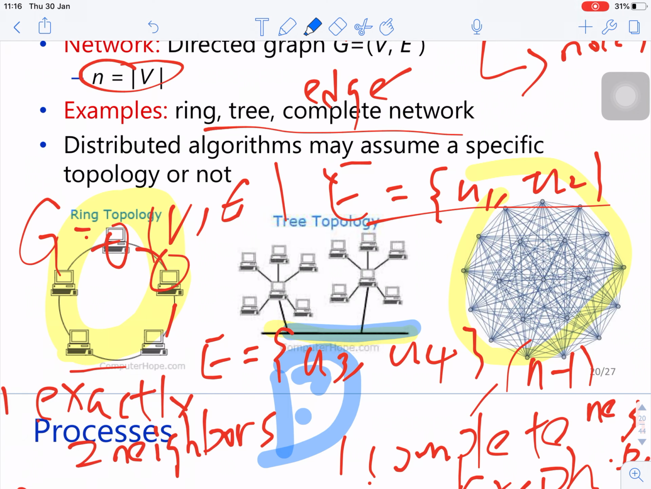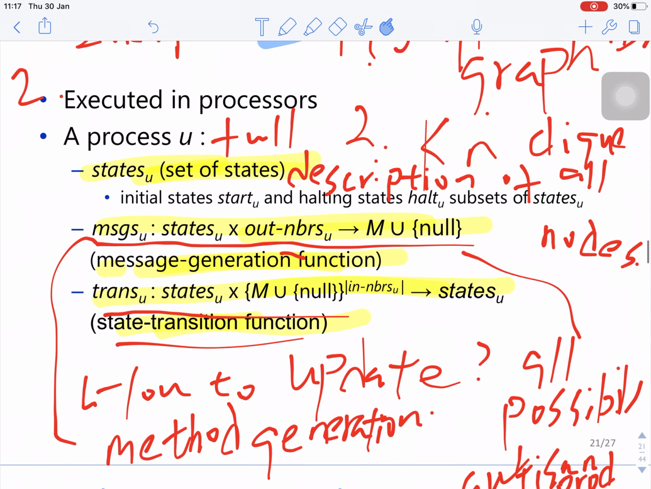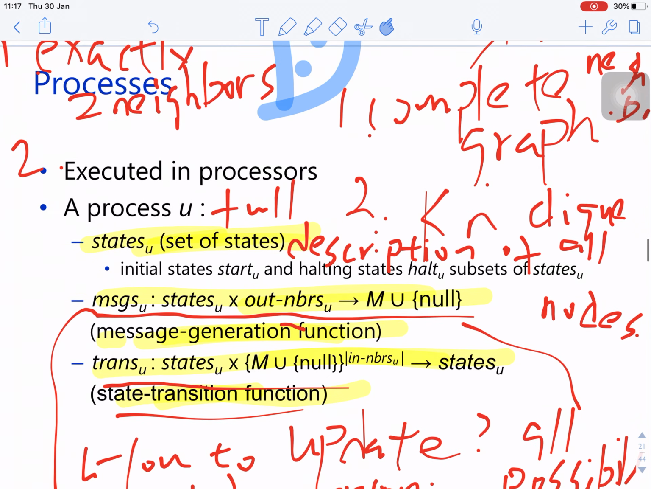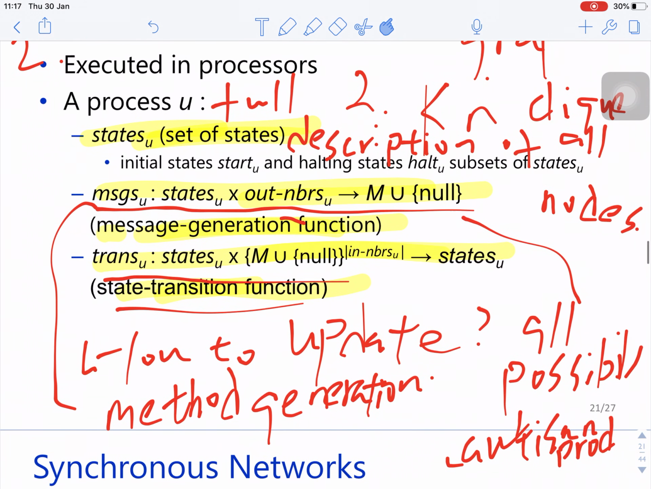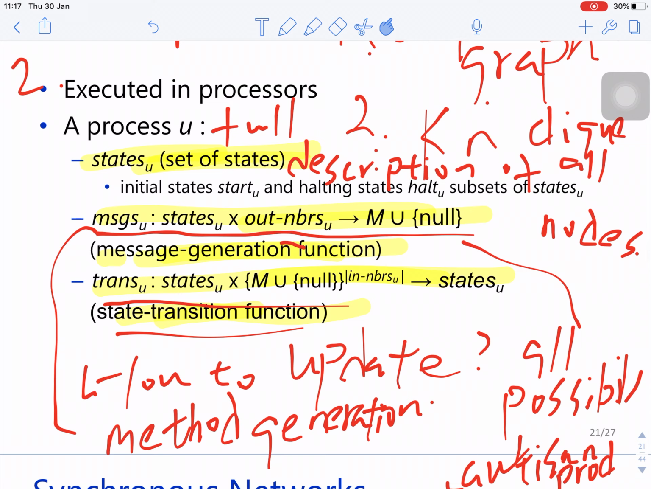And for a complete network, each node has n minus 1 neighbors. Therefore, let's continue on to define the processes within the network. A process U consists of 3 components. What is the relationship between the states, messages, and the processes? Okay, that's not intuitive.